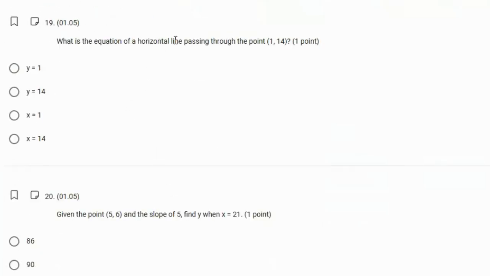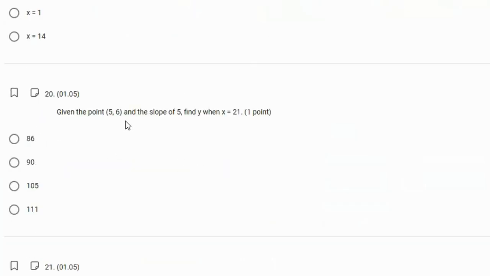What is the equation of a horizontal line passing through the point? Horizontal. That means it has a slope of 0. Don't let them fool you there. Slope of 0 passing through this point. And you can graph those and see which one goes to that point. Given this point and the slope of 5, find y when x equals 21. So you can use the point slope equation and then put 21 in for x and solve for y.